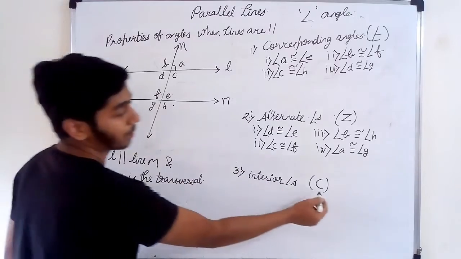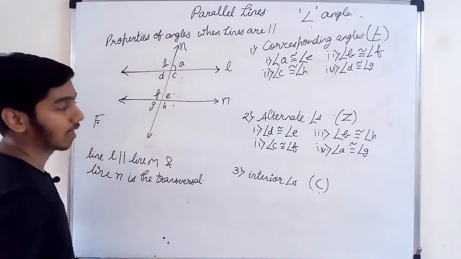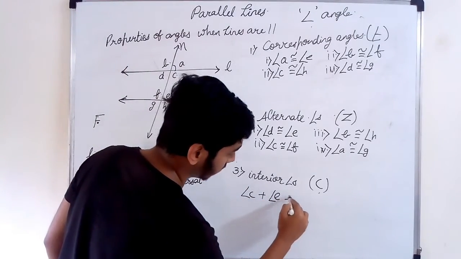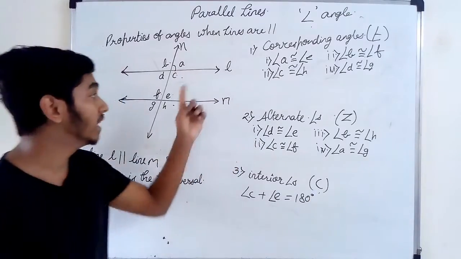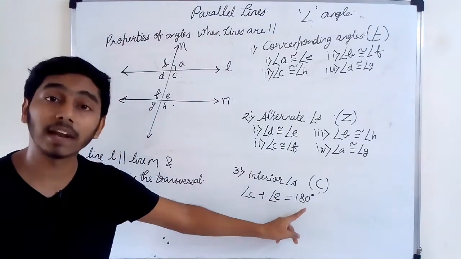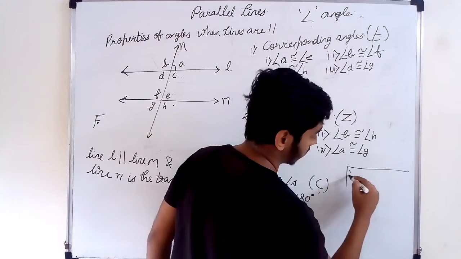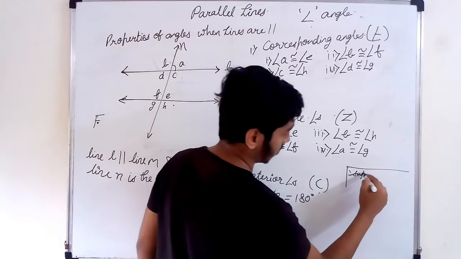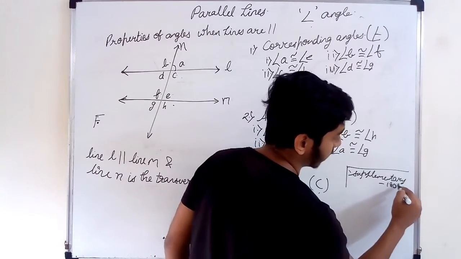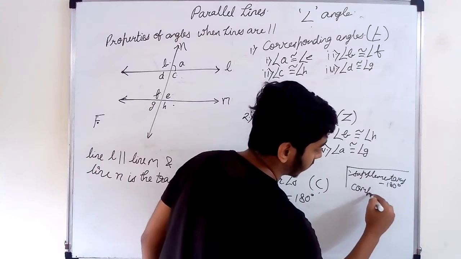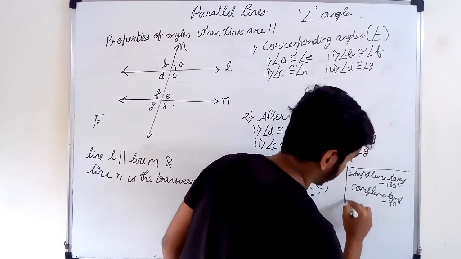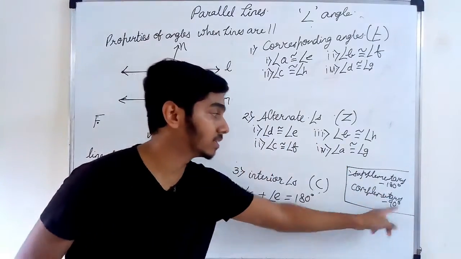So interior angle, it's represented by C, that is C and E, and the relation between C and E is angle C plus angle E is 180 degree, meaning the interior angles C and E are supplementary. So supplementary means 180 degree. So you can make a note of this. Supplementary is 180 degree and complementary is 90 degree.